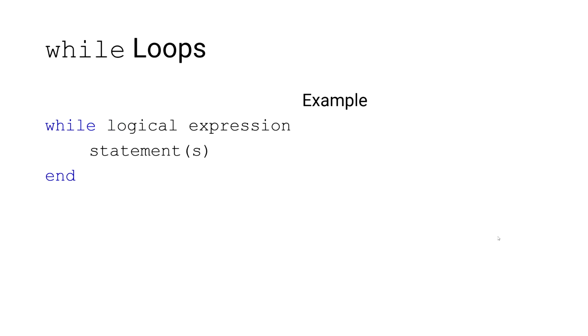Let's take a look at an example. In this case, we start by initializing a variable x which has a value of 2. And while x is less than 20, these statements are evaluated, which in this case, the new value of x is assigned the value of 3 times the current value of x minus 1.